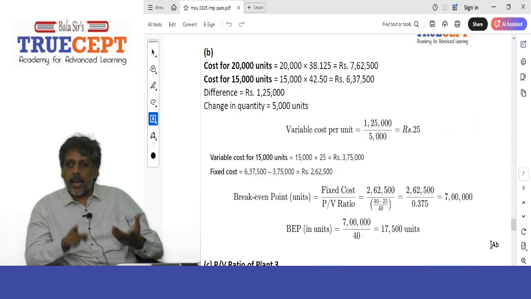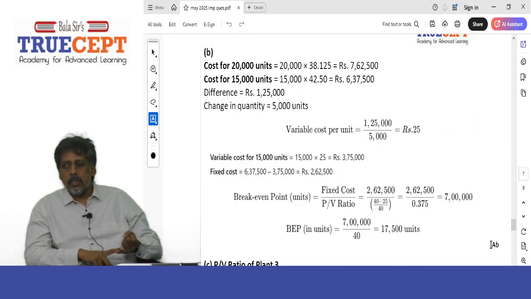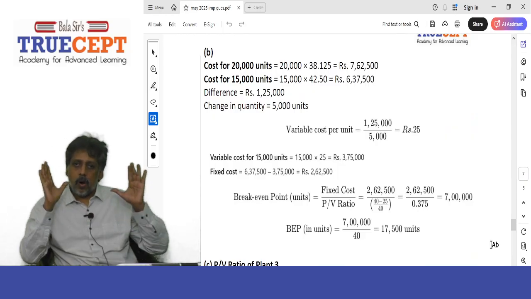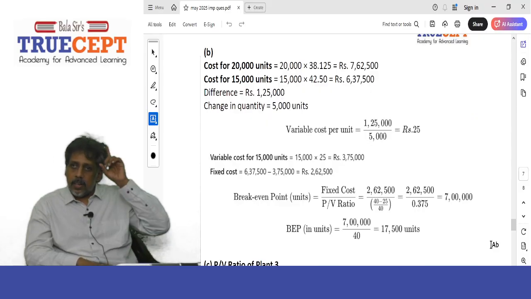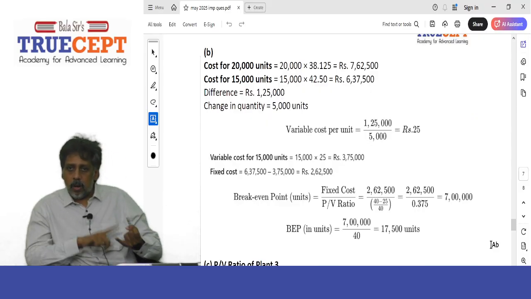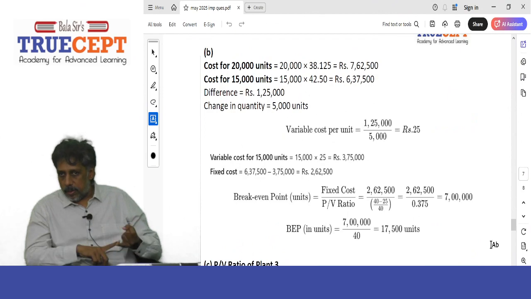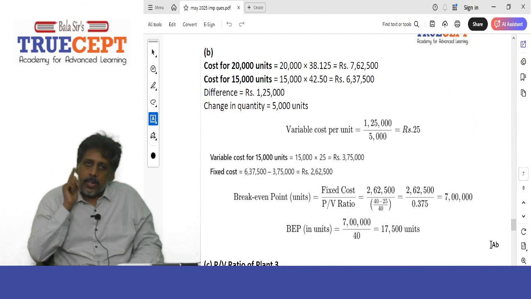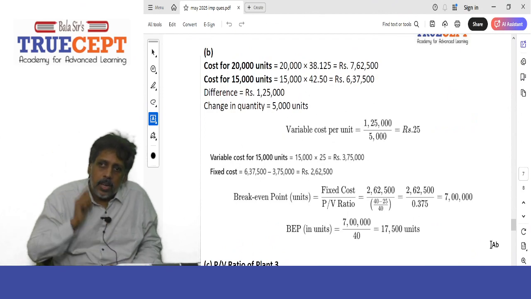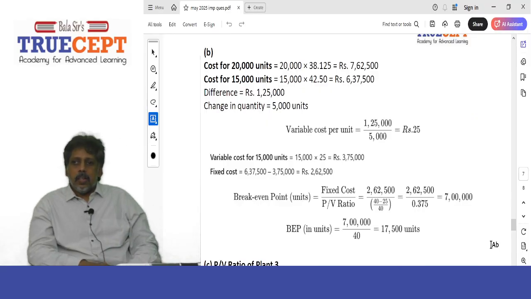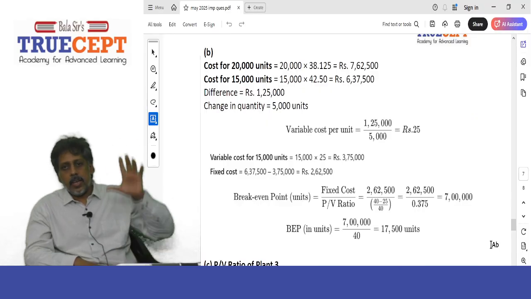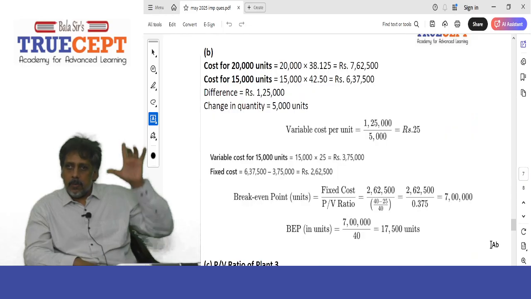1,25,000. It's called the high-low method. You learn this extensively in cost accounting. So what is the change in cost, the difference in cost? 1,25,000 rupees. Divide that by the difference in volume or change in volume, 5,000 units. You get rupees 25 as your variable cost per unit. Then how to find the fixed portion? You can take any level and find out. Let's take up level 1.